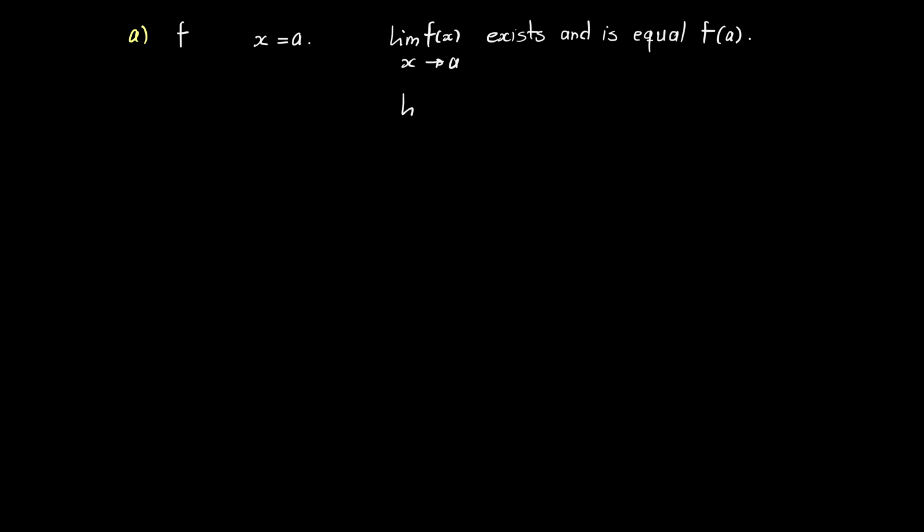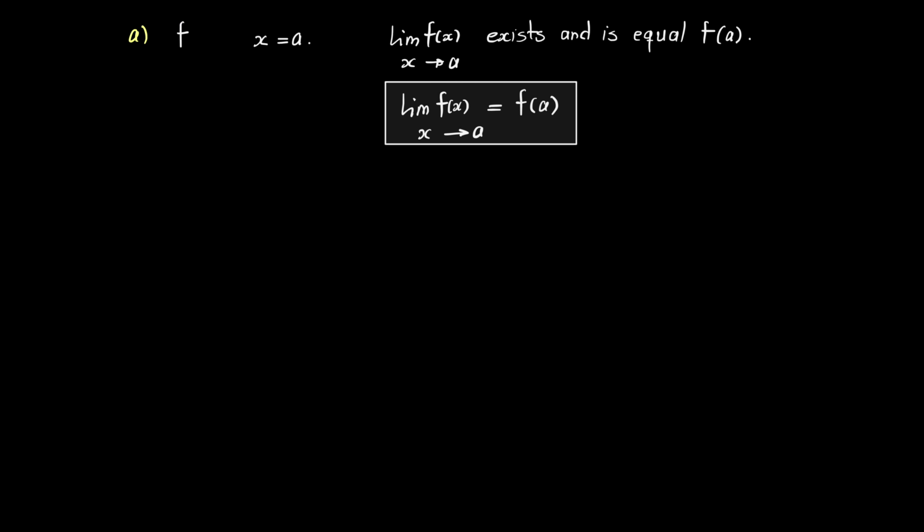In other words, you can summarize this definition into this equality: the limit of f of x when x approaches a is equal to the value of the function calculated at that point. Of course, it implicitly means this limit exists and is a finite number. f of a also is defined, so it becomes a number. More than that, these two numbers should be equal. In that case, we say that the function f is continuous at x equals a.